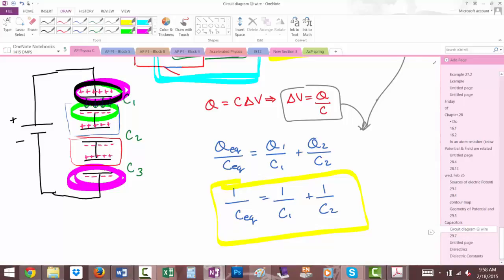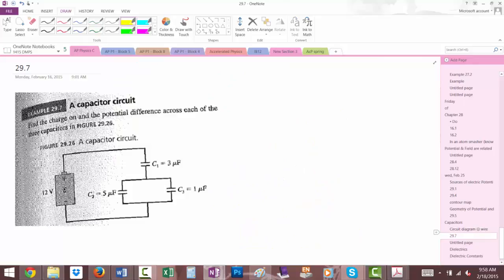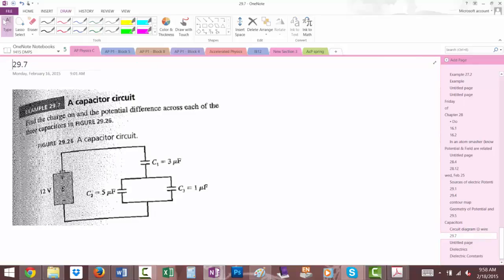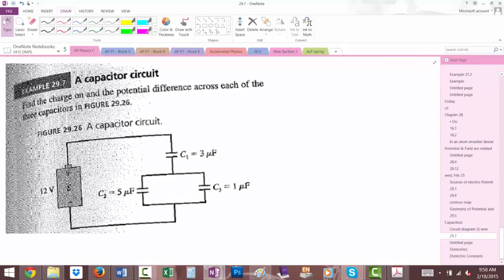So I'm going to throw a problem up here for you to work on. This one is putting things together. The picture is not great. The question asks for you to find the charge and potential difference across each of the 3 capacitors, but first you need to find the equivalent capacitance.